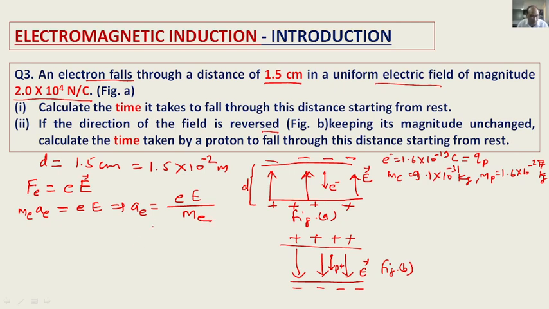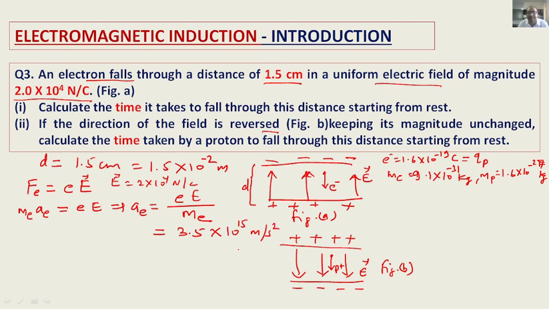Please calculate yourself. I have calculated, so I am telling you directly, because e value also we know, 1.6 into 10 power of minus 19. The electric field value is given, 2 into 10 power of 4 Newton per coulomb. So by substituting all those, mass of the electron 9.1 into 10 power of minus 31 kg, we will get acceleration as 3.5 into 10 power of 15 meter per second square.